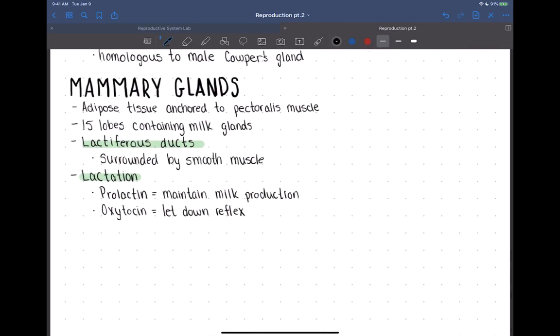And then we're just very briefly going to talk about the mammary glands. The mammary glands contain primarily adipose tissue, and then there are obviously milk-producing glands mixed in with the adipose tissue. It's going to be anchored to the pectoralis muscle, and in each of the breasts, there are going to be 15 lobes with milk-secreting glands, and those glands are going to secrete into lactiferous ducts.